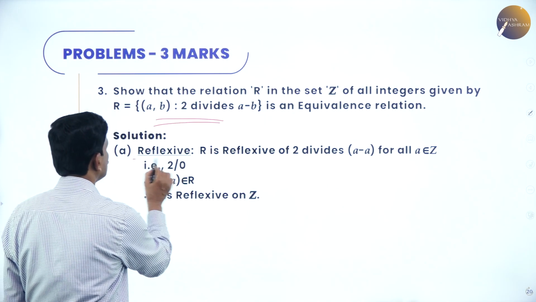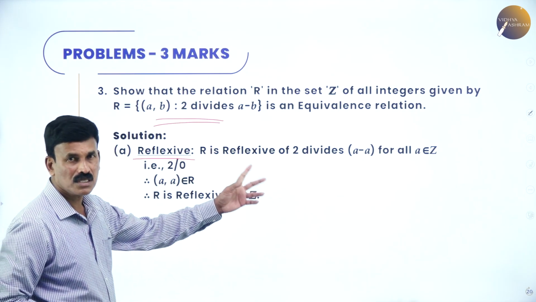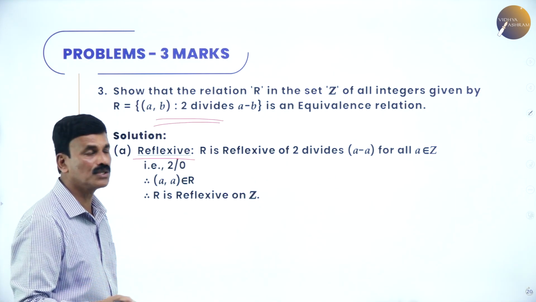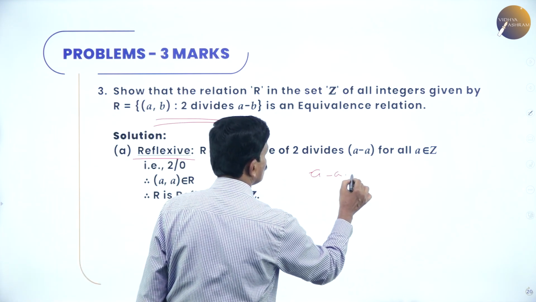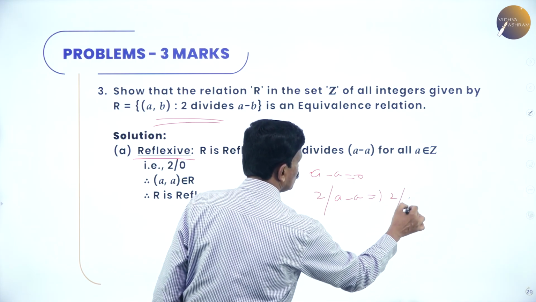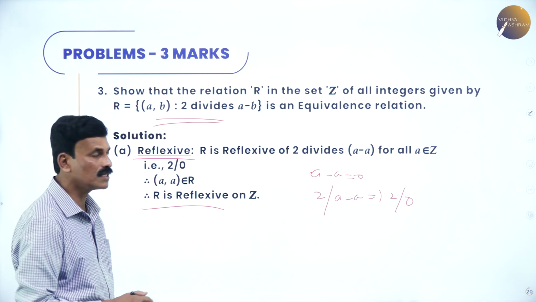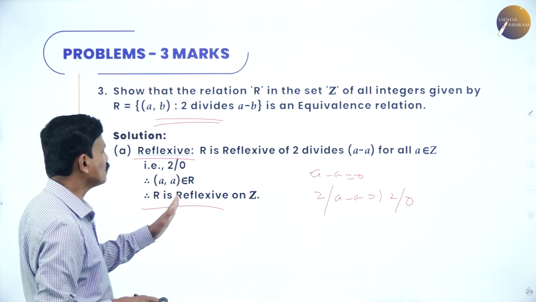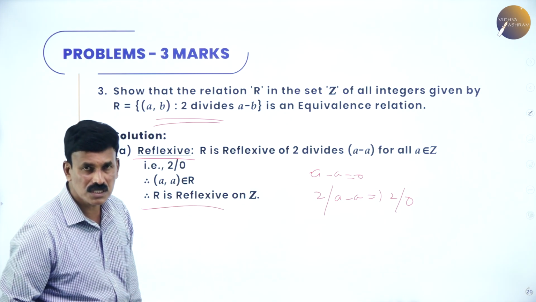Now let us verify whether it is reflexive or not. R is reflexive because 2 divides a minus a. What is a minus a? 0. 2 divides 0. So 2 divides a minus a implies 2 divides 0. That is, (a, a) belongs to R implies 2 divides a minus a, that is 2 divides 0. Therefore R is reflexive on Z.